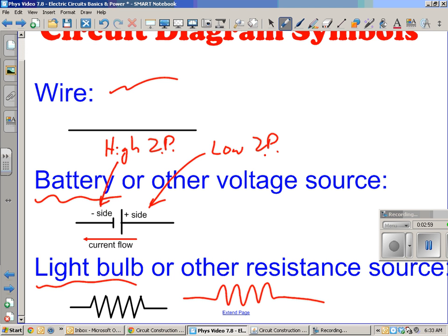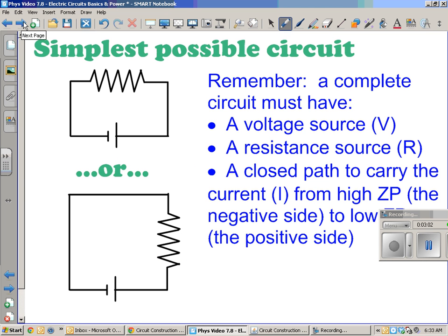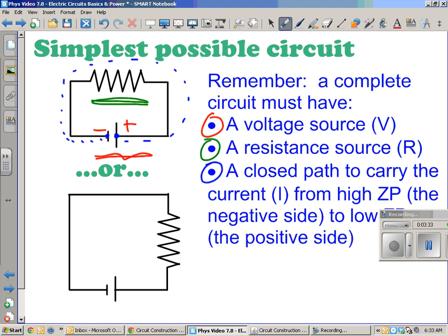So here we go. The simplest possible circuit that you can have has to have all three of those things. You have to have a voltage source with your negative and positive side. You have to have some form of resistor. So here's our resistor up here at the top. And then finally, you have to have a closed path that connects the high electric potential to the low electric potential. So here's my path. It's going to just go around like that. Notice it doesn't matter where the resistor is.